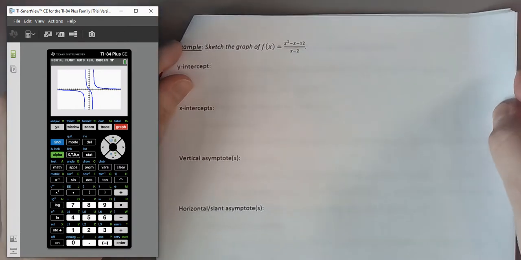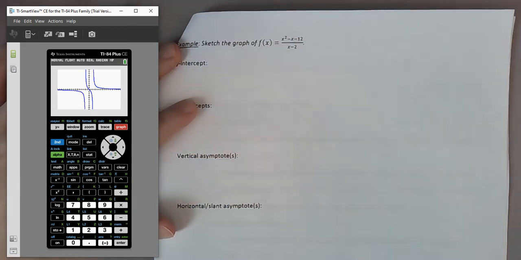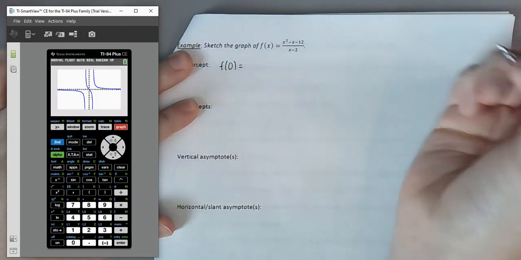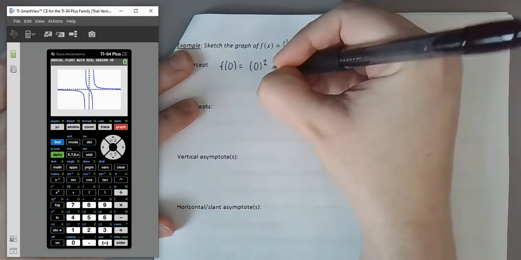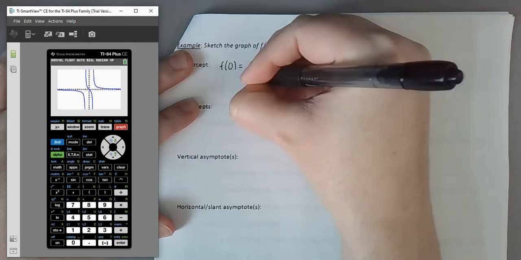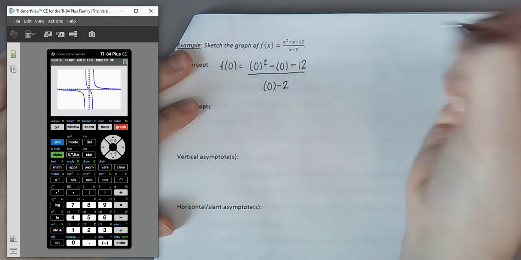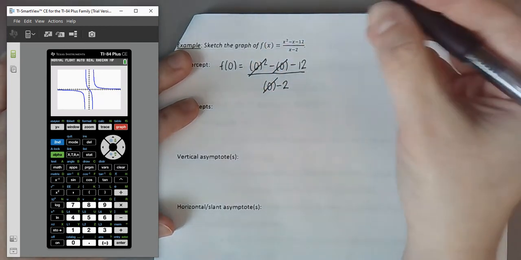Okay, now we have a quadratic numerator and a linear denominator, so we've switched them. So let's start with our y-intercept, evaluate f of 0. So f of 0, we're plugging in 0 to our numerator, plugging into our denominator. Okay, and our denominator is 0 minus 2. Okay, so 3 terms are 0. What are we left with?